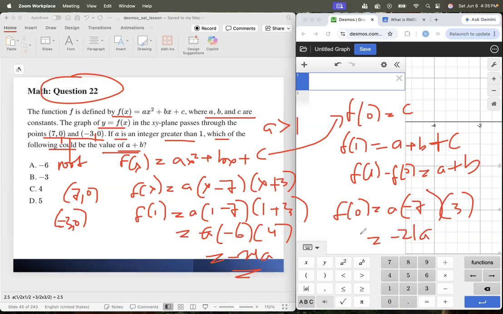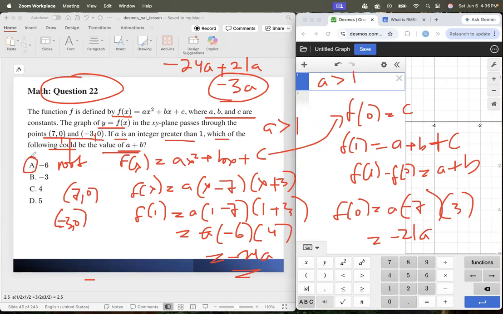And this is going to be minus 21a. f of 1 minus f of 0 means f of 1, which is minus 24a, minus minus 21a, minus will become plus 21a. This is equal to minus 3a. Boom. That's your answer. They say a is greater than 1. Well, pick 2 because that's the number greater than 1. If you put it here, you get minus 6. That's your right answer.